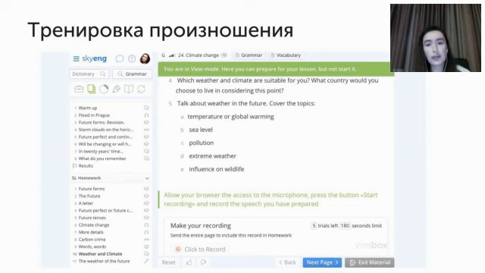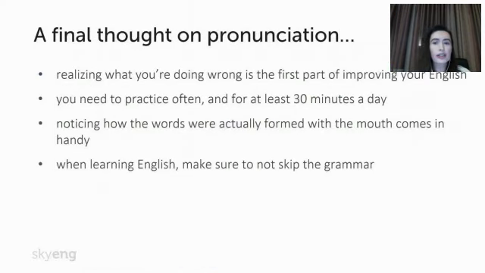So, and a final thought on pronunciation. Realizing that you're doing something wrong is the first part of improving your English. This is very important. And also get regular repetition, at least 30 minutes a day. Yeah, and noticing how words are actually formed within the mouth will be really useful for you. And when learning English, don't forget about grammar.